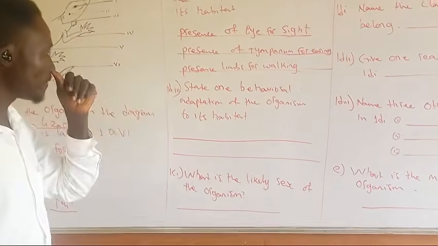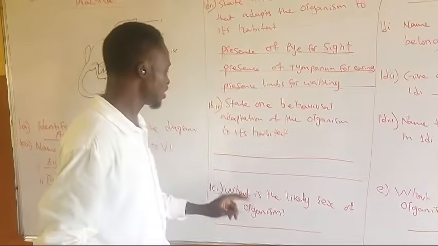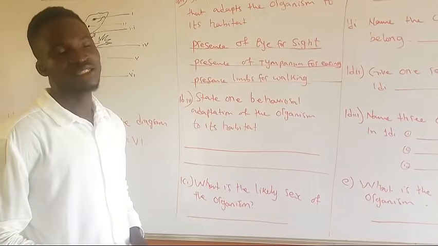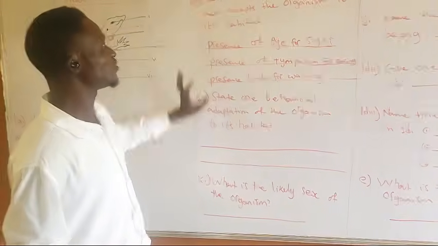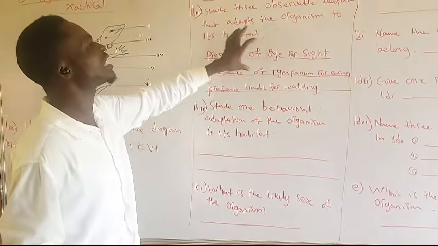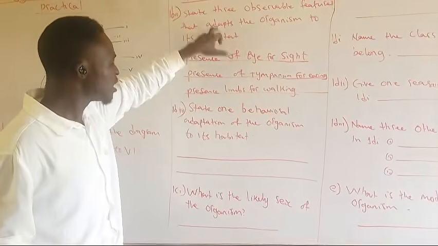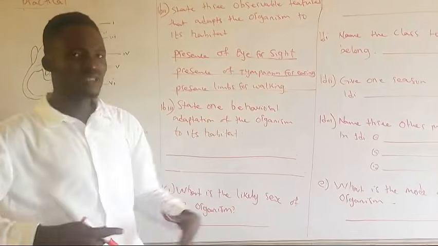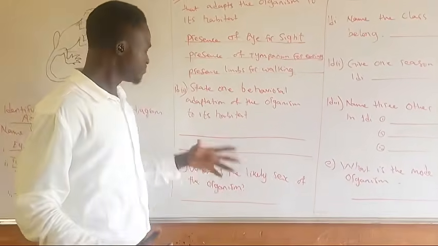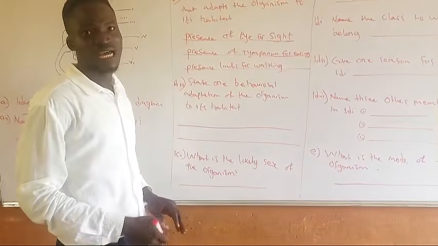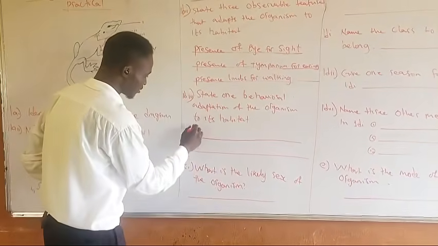1B. State one behavioral adaptation of the organism to its habitat. The behavioral adaptation simply means it is observable, something that makes them adapt. This one says behavioral. How do they behave? Are you following me? How they behave that makes them adapt to the habitat. And that is called basking.